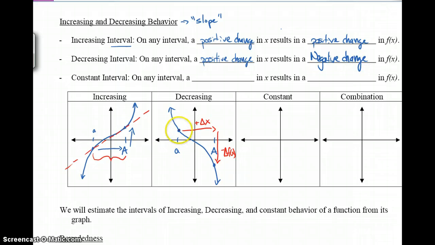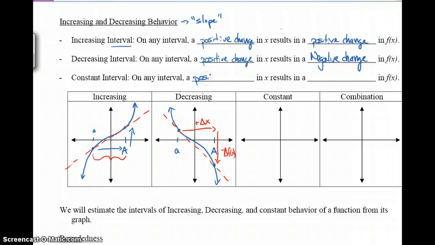And again, if I draw a line as best I can through these two points, you can see that this is going to have a negative slope. At any point on this graph, or in this interval, it will be going negatively. It will have a negative slope for any two points.